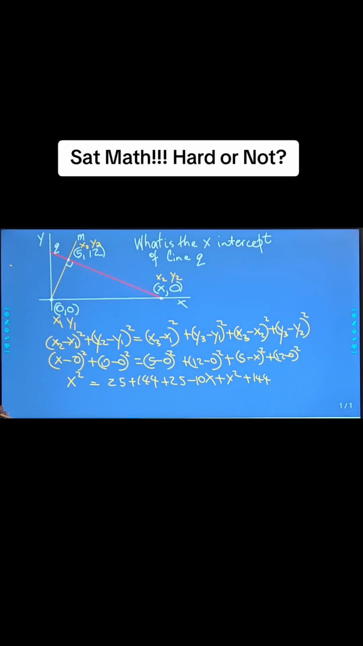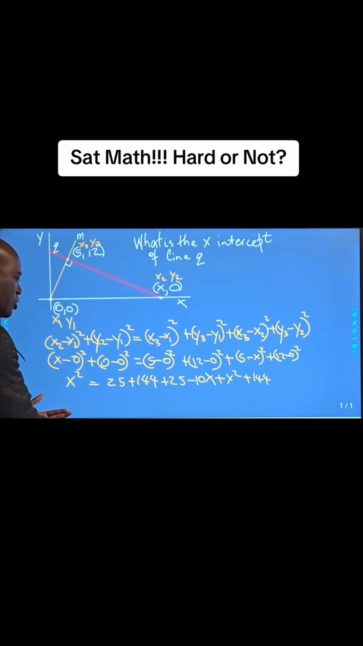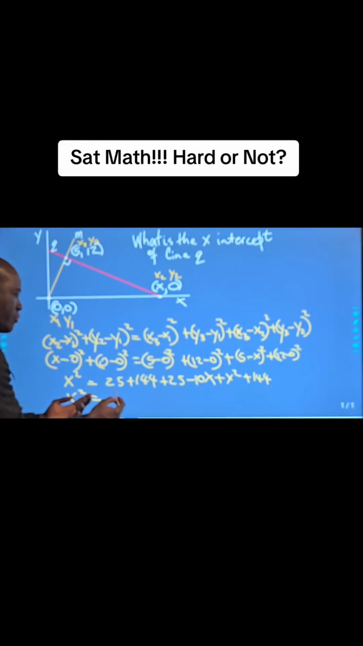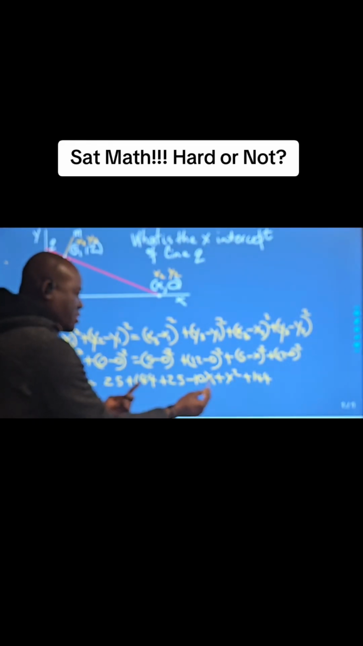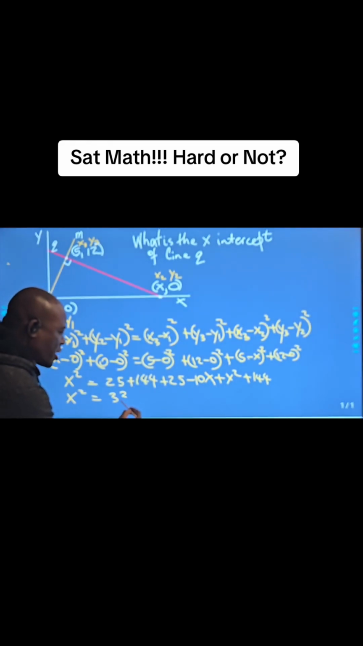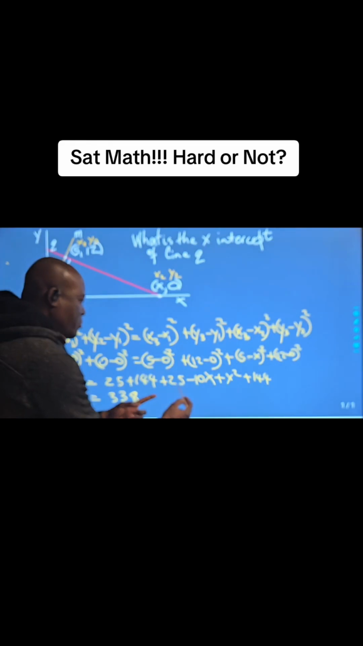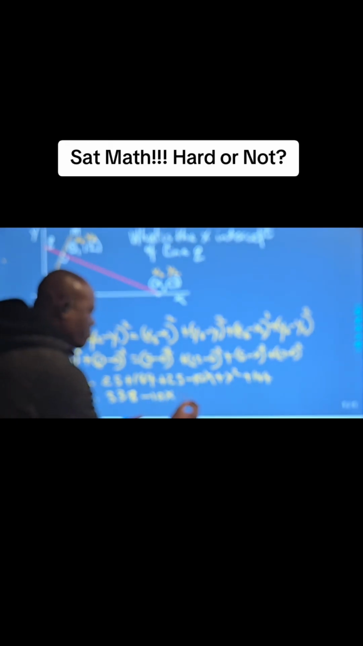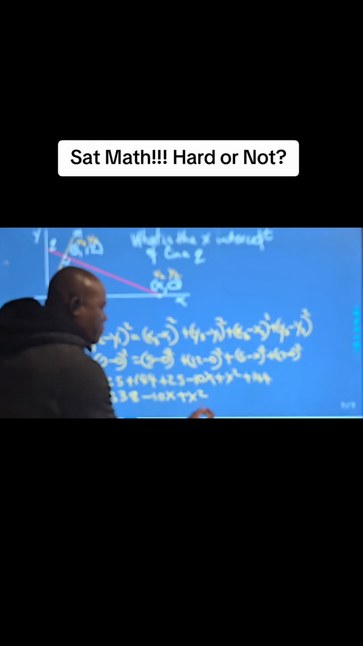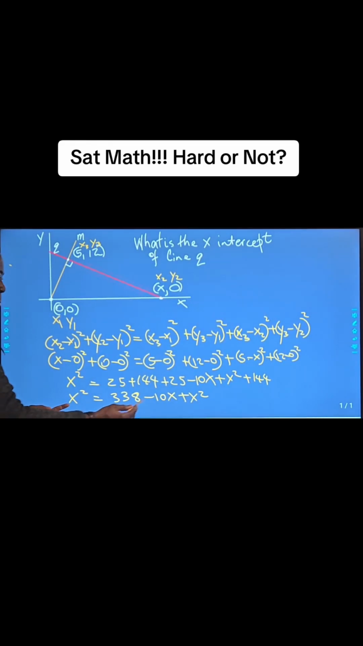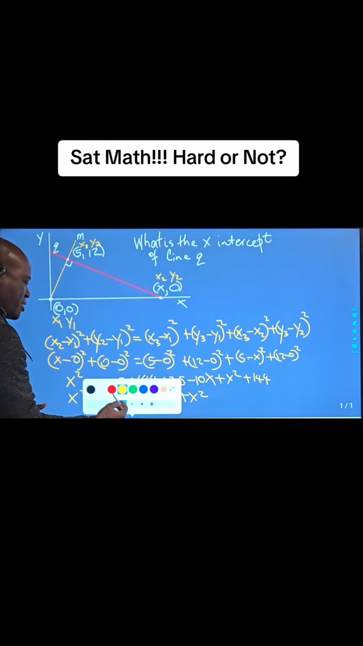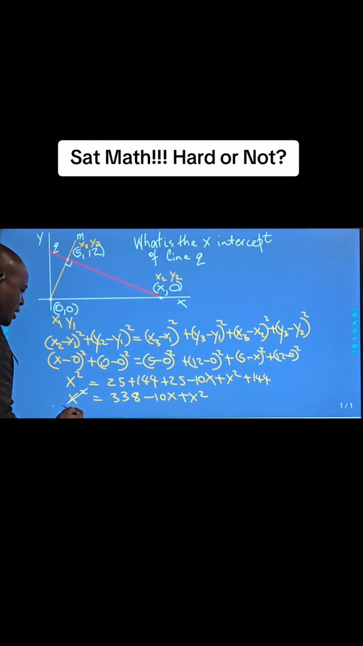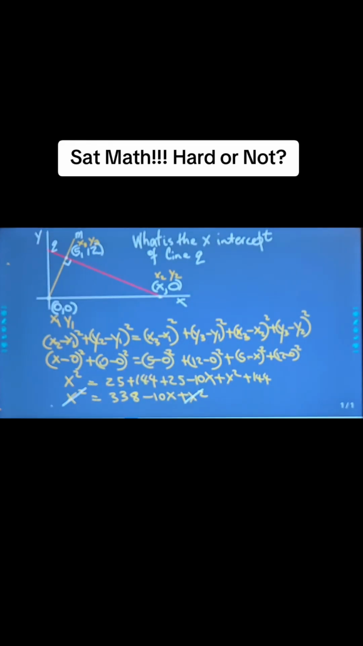Now let's bring it all together. Let's take a look. If we look here, we'll have x squared here, which is equal to 25 plus 144 plus 25 plus 144. This is going to give me 338. And then negative 10x and then plus x squared. At this moment, my x squares are on either side, so I could get rid of the x squares. I could take these out because it's the same on both sides.